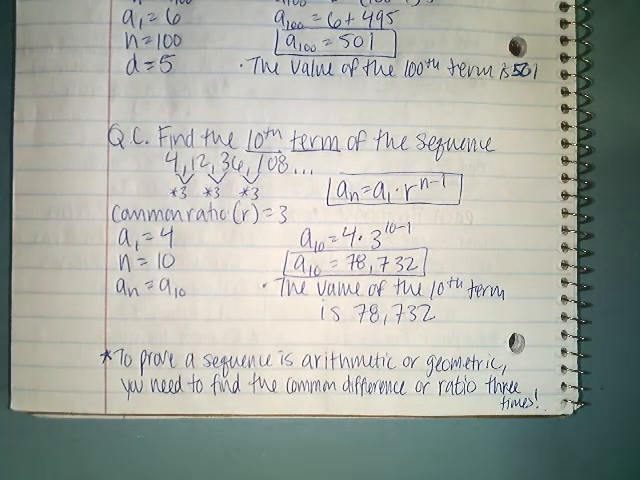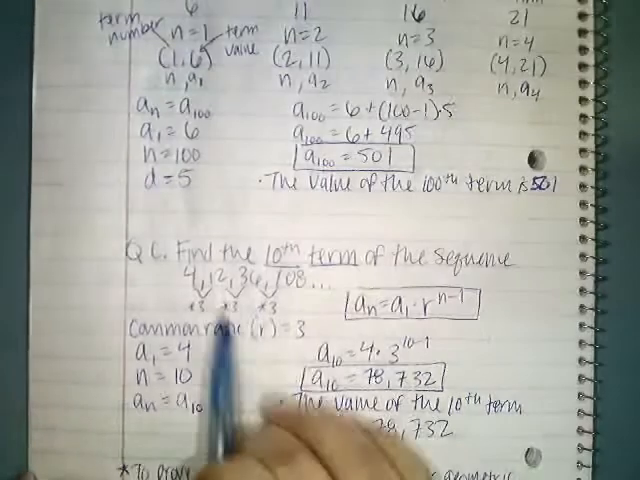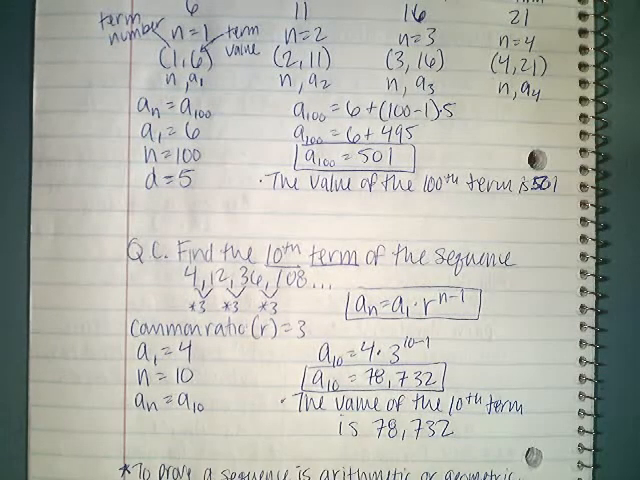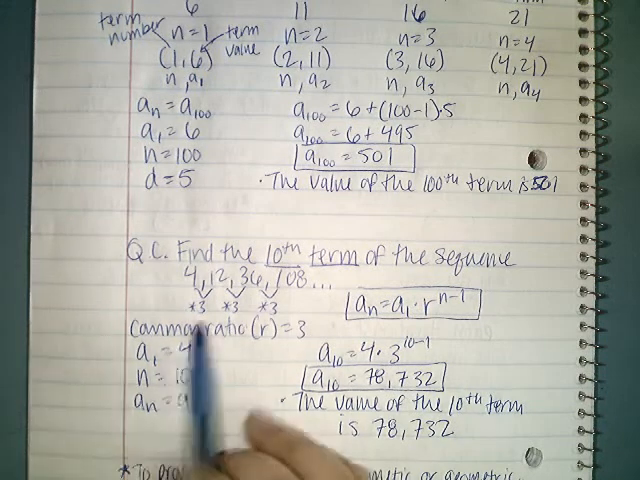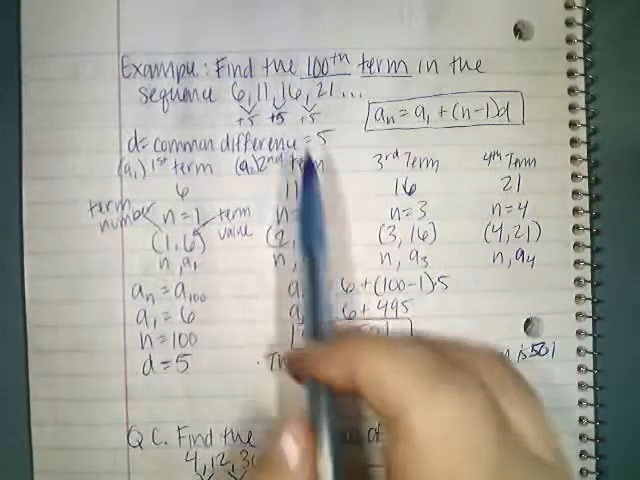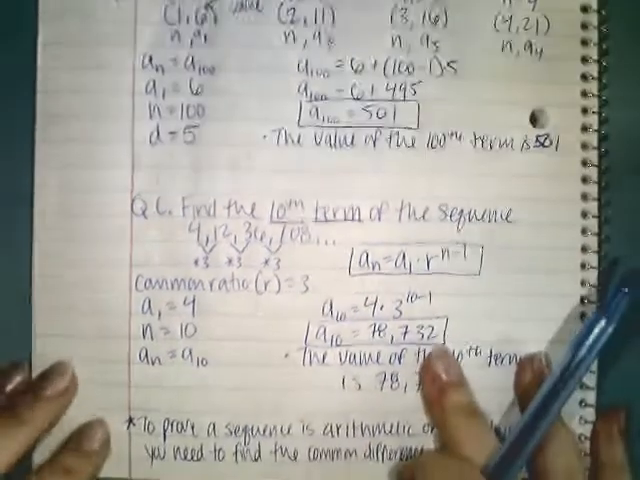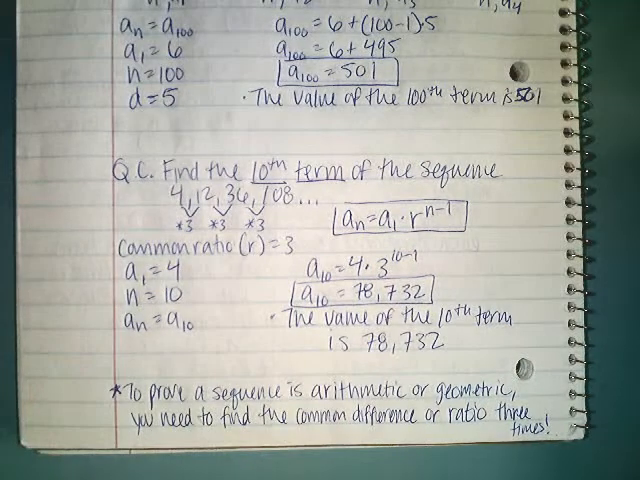that would be it. All right, last little thing. To prove that a sequence is arithmetic or geometric, you need to find the common difference or ratio 3 times. So here, I can't assume that this sequence is a geometric sequence until I see that there is indeed a common ratio 3 times, unless it's stated that it is. Same here, I define the common difference at least 3 times to make sure that is indeed the pattern. Otherwise, you can't make the assumption that it is arithmetic or geometric.